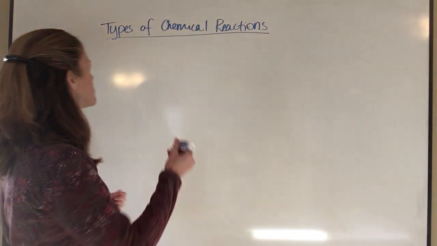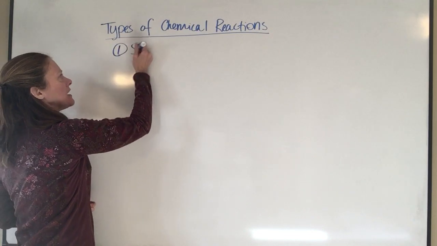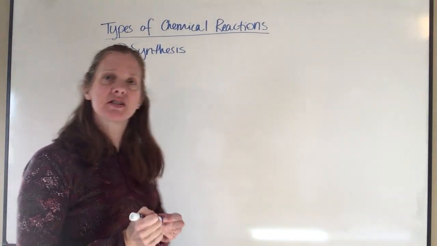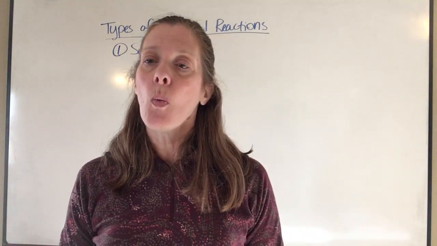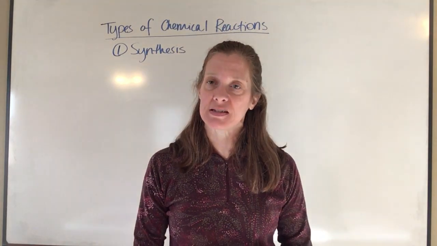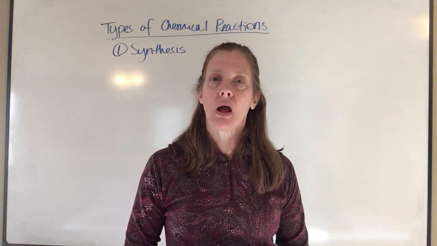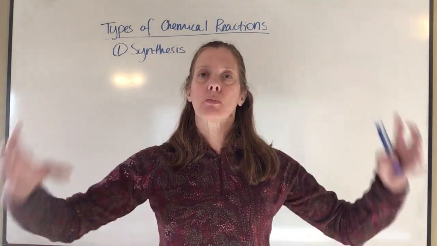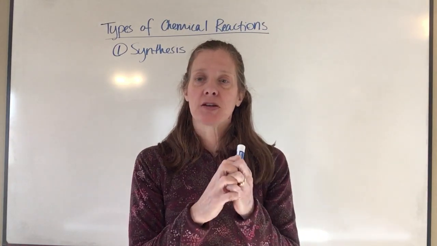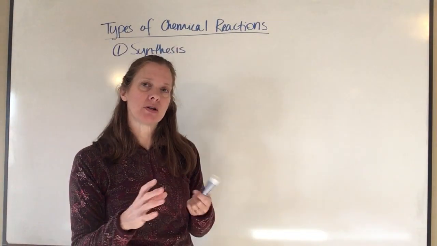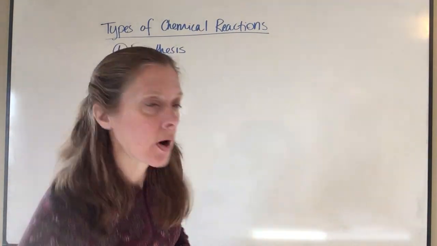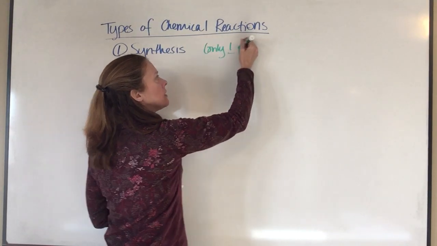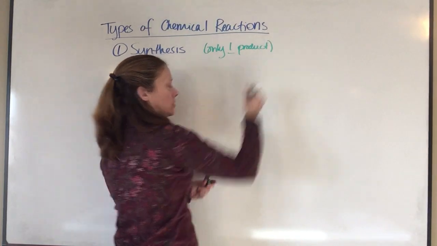So the first type of chemical reaction is called a synthesis reaction. If you know what it means to synthesize something, it means you're forming something, you're making something. In a synthesis reaction, we're going to take 1 or 2 or 3 or 4 different things, and we're going to form something brand new out of all of them. When you're looking at a reaction and trying to determine what kind it is, the thing you want to notice is that a synthesis reaction is only going to have one product. That's how you're going to know it's a synthesis reaction.